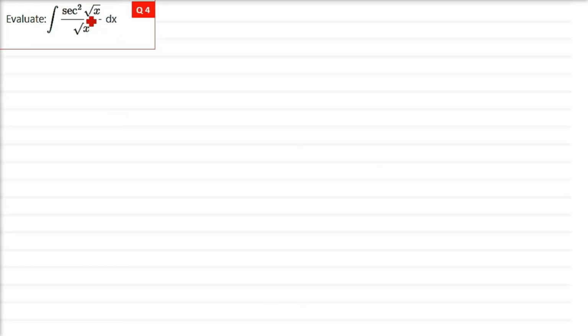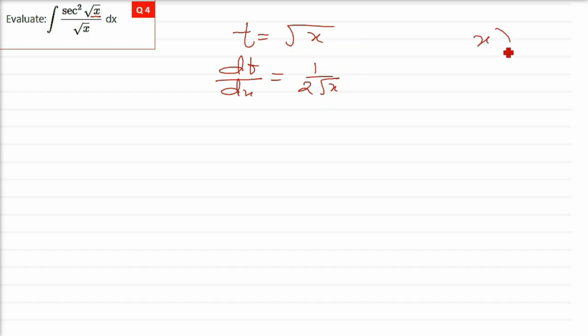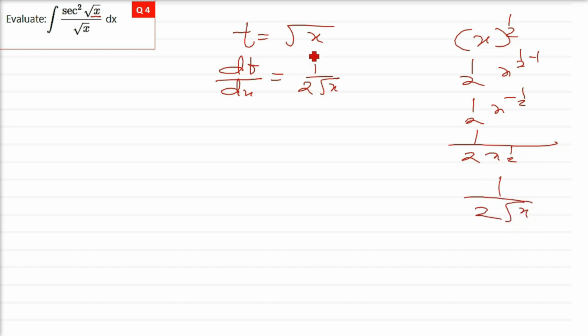Now there are 3 questions coming like this. So I hope you'll be able to do all of this, because if you take under root x equals t, you are going to get 1 by twice under root x. So dt by dx of under root x is 1 by twice under root x. You already know that. Let me just give you a hint. x to the power half we are differentiating. Half x to the power half minus 1 will come, half x to the power minus half, which is half in the denominator, x half will come. So 1 by 2 under root x is going to come.